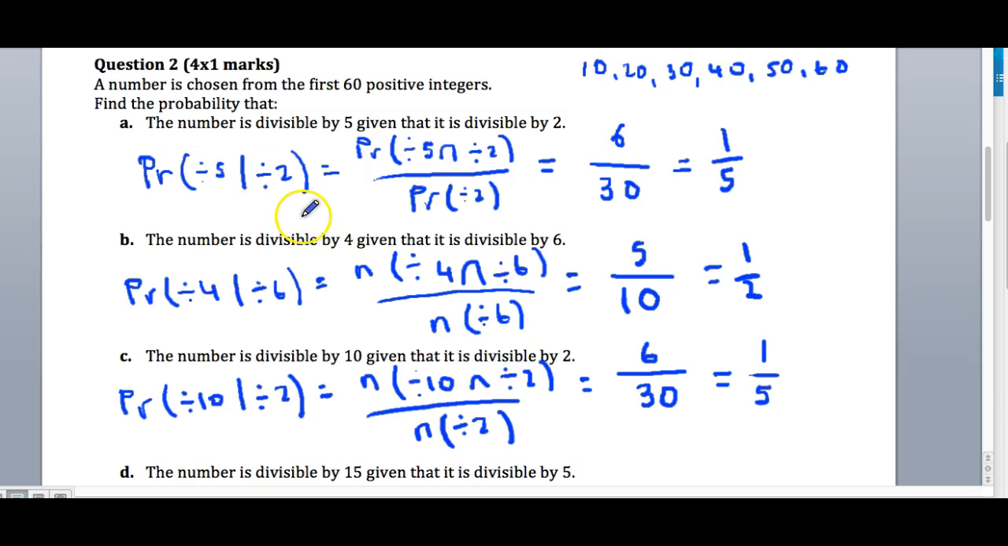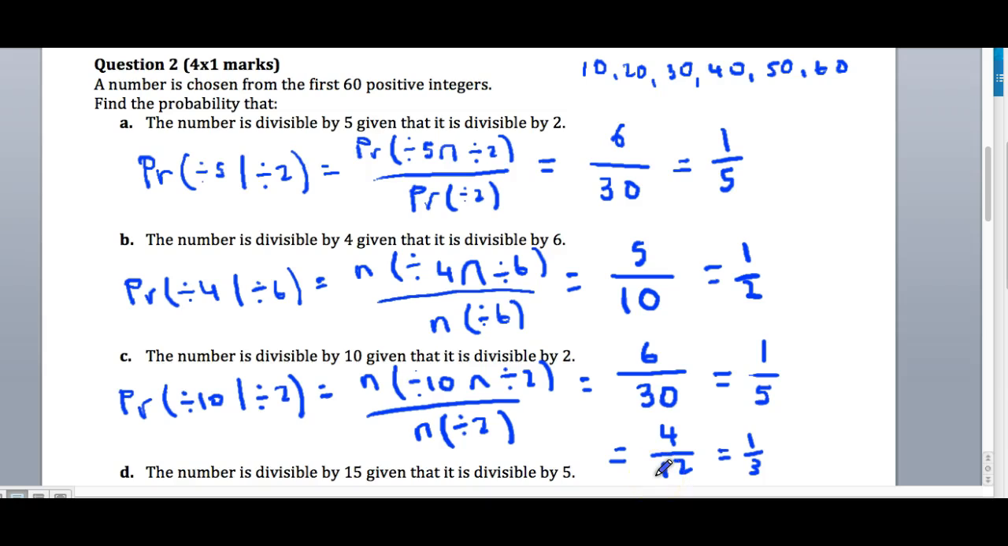All right, and I might leave the last one on there. Hopefully it's the last one. Yeah. The number is divisible by 15, given that it's divisible by 5. So I'm not going to write out the notation. Let's just do it here. So 15 is your lowest common multiple. How many times does 15 go into 60? It's 4. And how many times does 5 go into 60? It's 12. So it's 1/3.